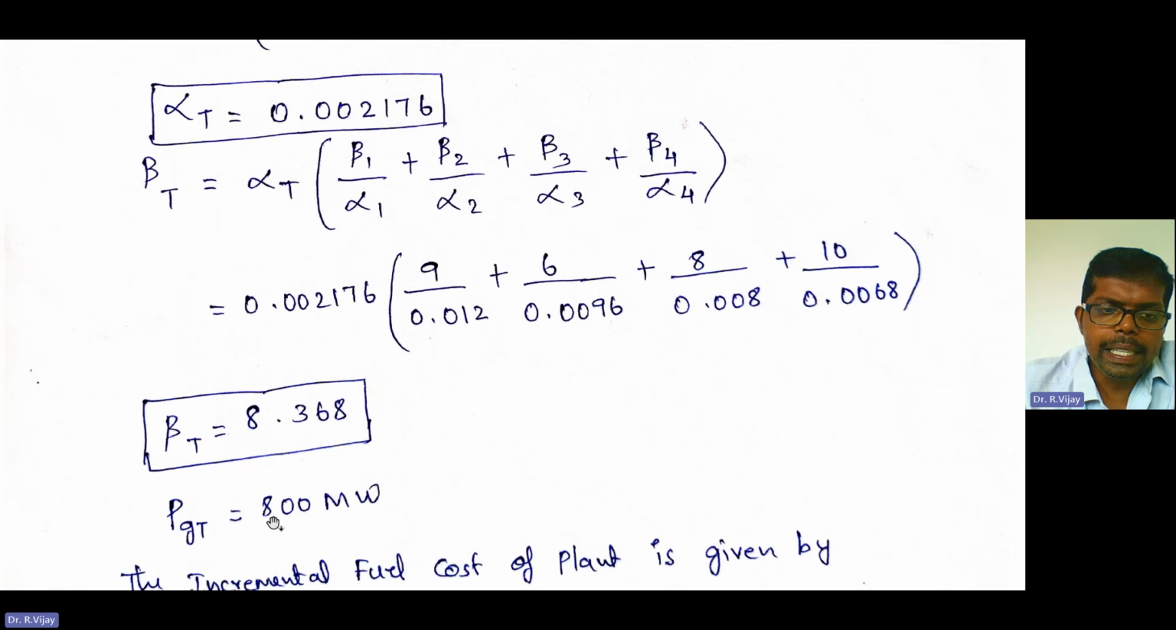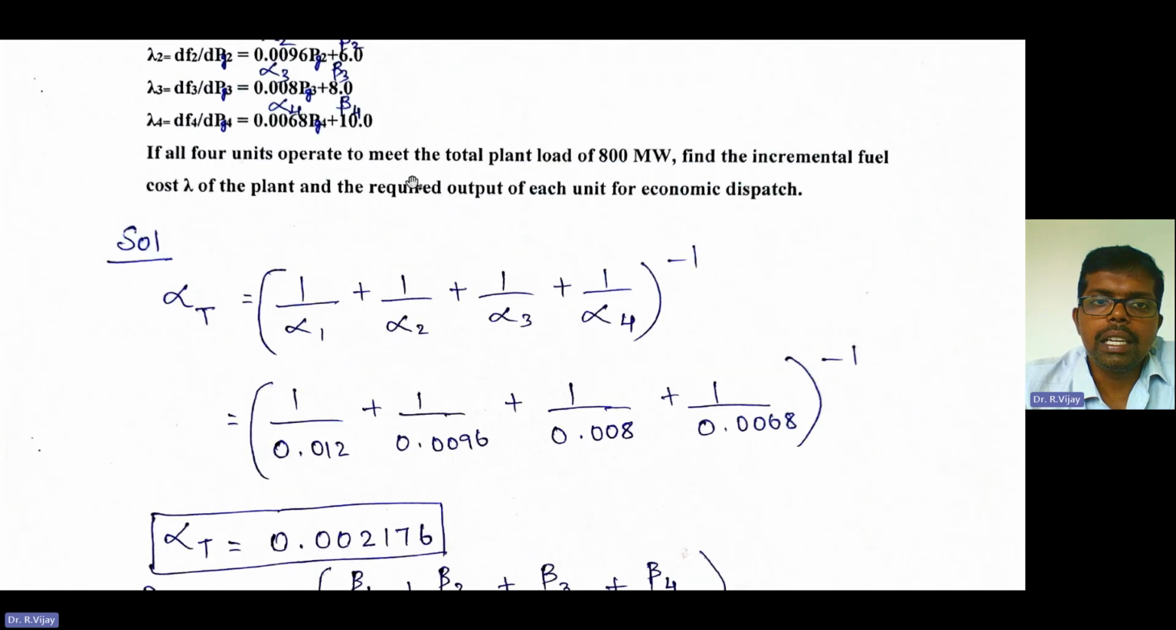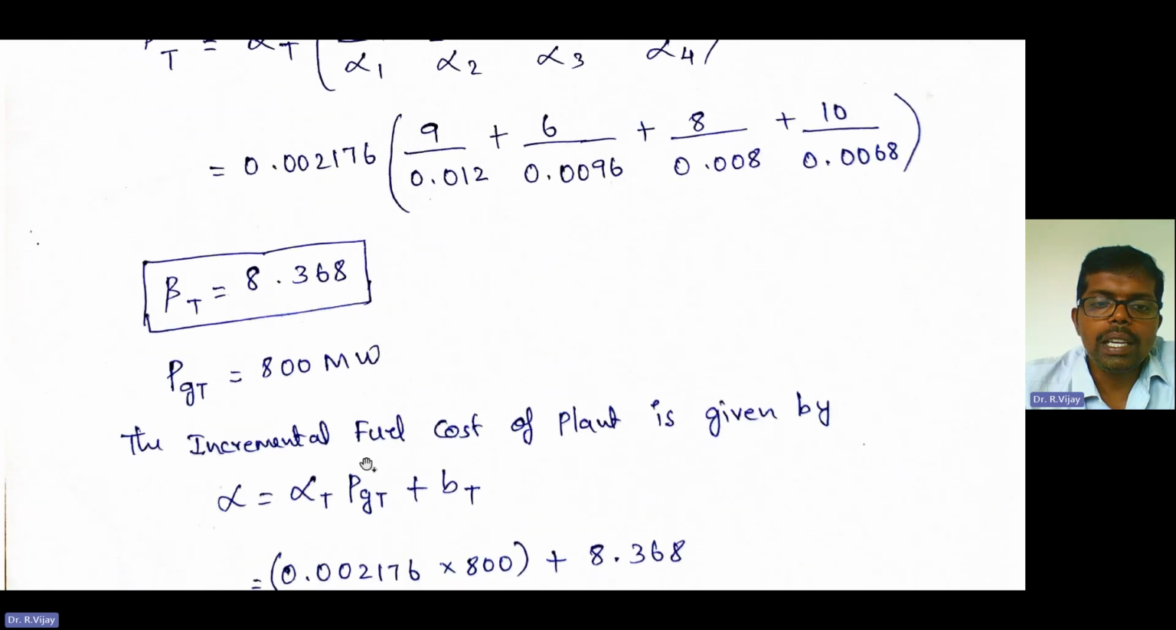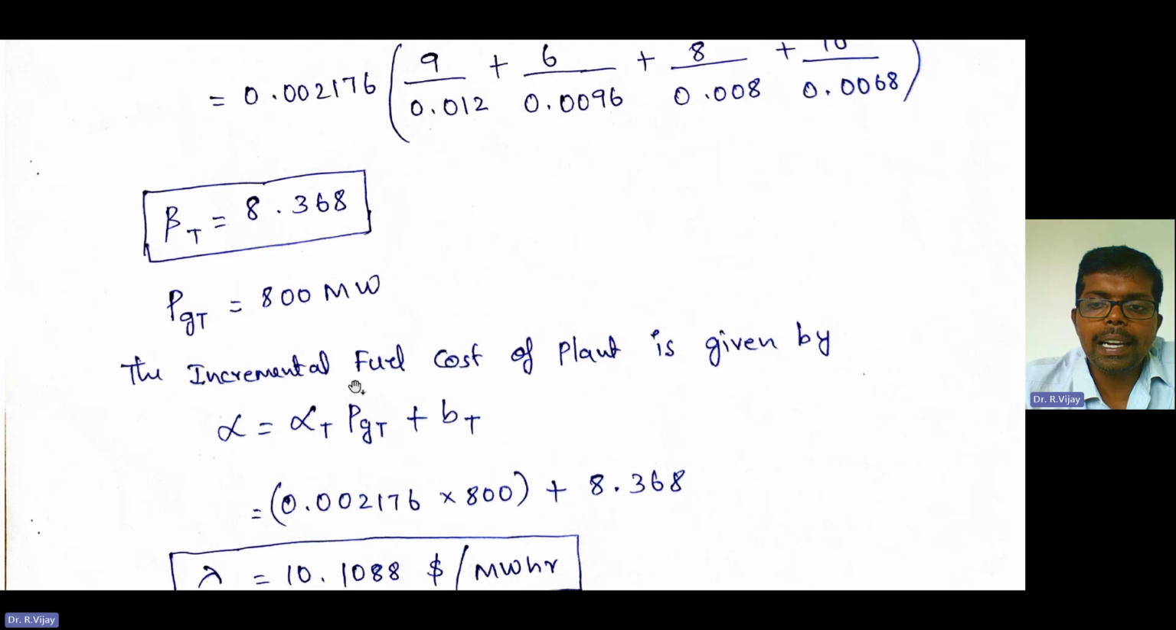Next, PGT is given in the problem as 800 megawatt, if all 4 units operate to meet the total plant load of 800 megawatt. So the total plant load PGT is 800 megawatt. What is the incremental fuel cost of the plant? It is given as lambda equal to alpha T into PGT plus beta T. Here it is not BT, here it is beta T.